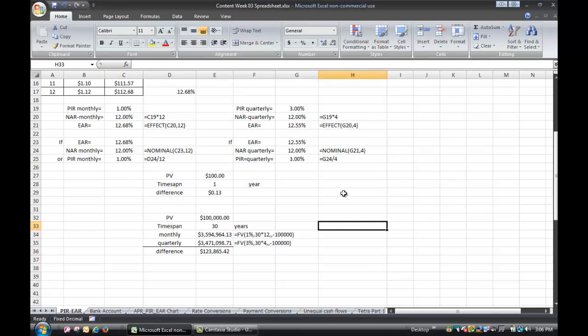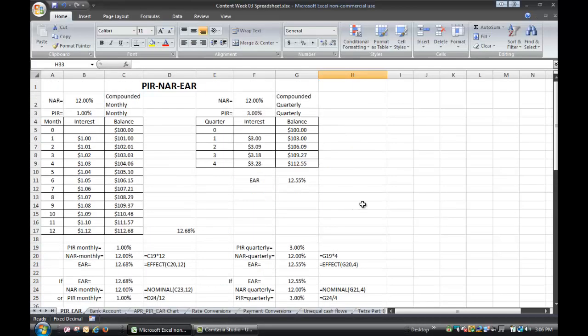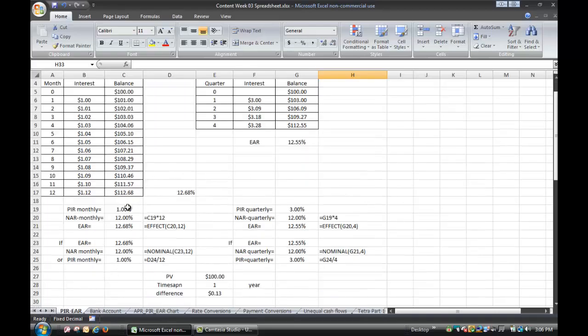So that summarizes the basic calculations. In review, to go from a PIR to a NAR, you multiply by the number of compounding periods per year. Here it was 12, here it was 4. You can go the other way by dividing by 12 or by 4. And to get to the EAR, you have to have the nominal rate, and you use the effect function.